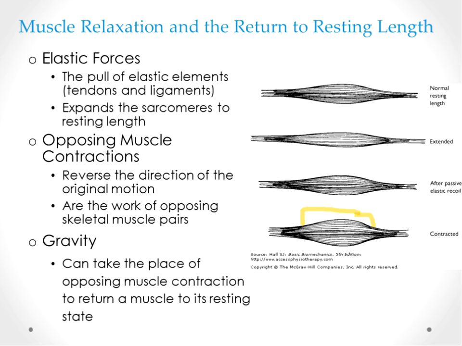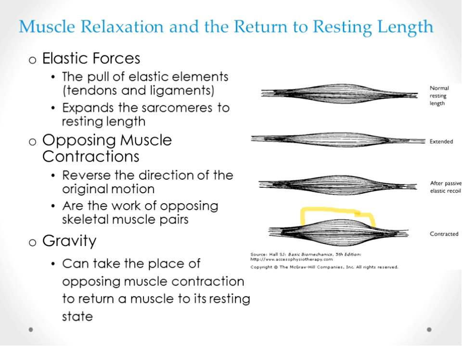We're going to see at the muscle level the elastin proteins in the ligaments and tendons and the dense regular connective tissue, and the perimysium and the endomysium help bring, again, the resting level to the muscle. We know that relaxation also comes from opposing muscles.